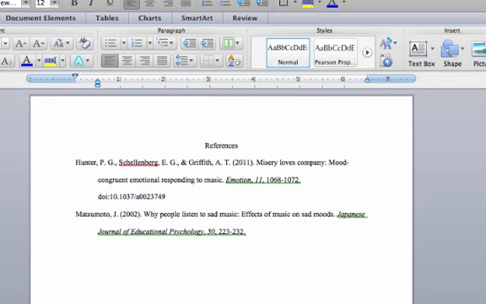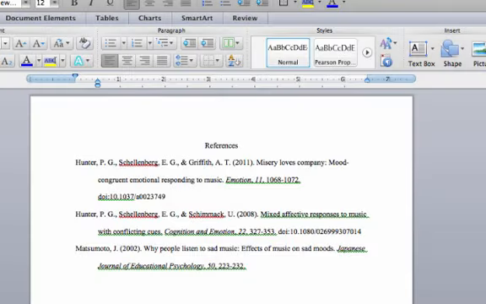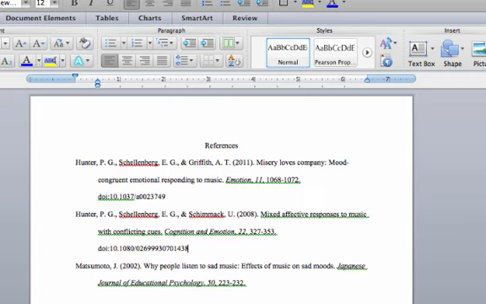Now, what happens if you have the same first 2 authors and the third differs? Well, you alphabetize based on the third author. So let me give you an example of that. What if we have another source by Hunter, Schellenberg, and Shimak? S comes after G, so that would come after the Hunter, Schellenberg, and Griffith citation. Notice that we always go by alphabetical order, even when chronologically one article precedes the next.